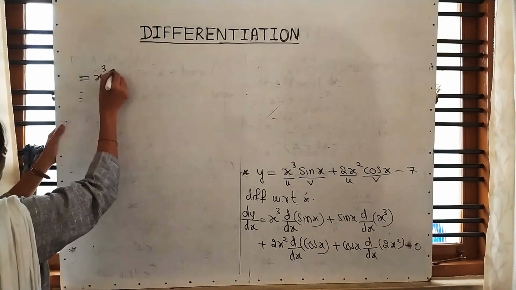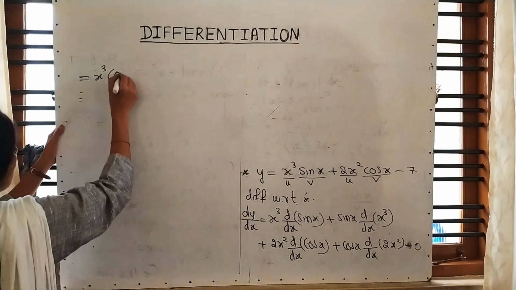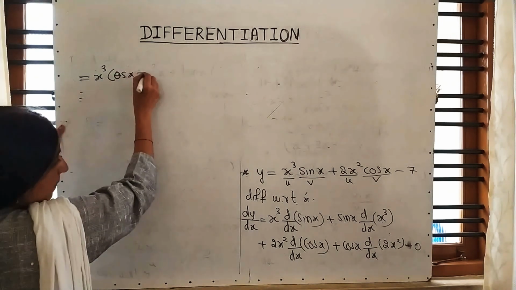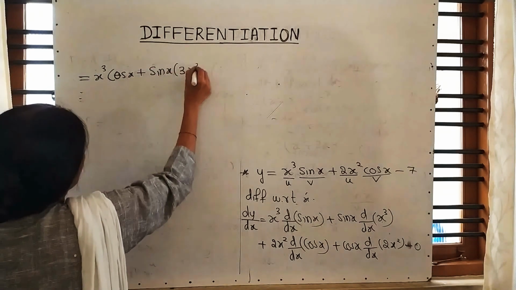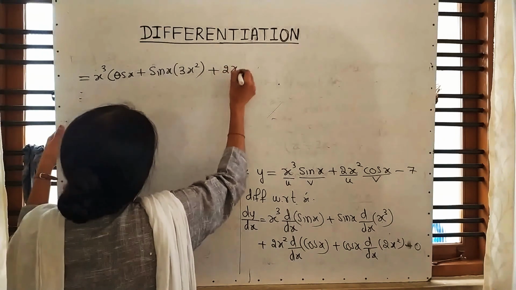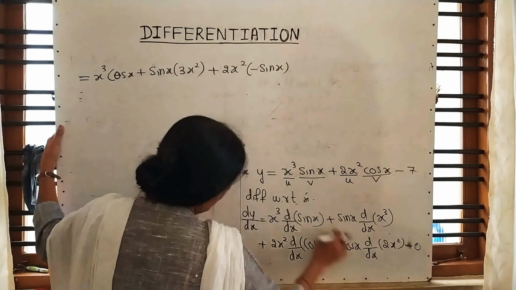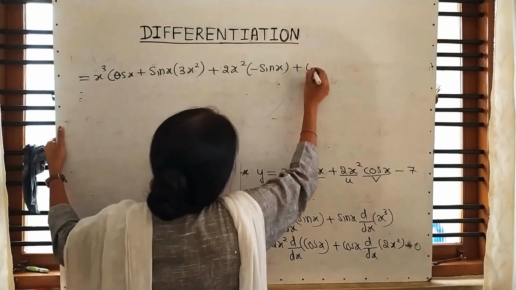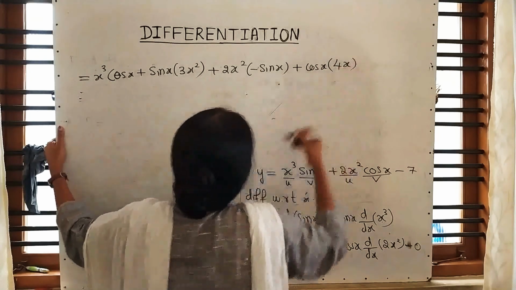x cube as it is, differentiation of sin x is cos x, plus sin x as it is, differentiation of x cube is 3x square, plus 2x square as it is, differentiation of cos x is minus sin x. Then moving to this, plus cos x as it is. Differentiation of 2x square is 4x.